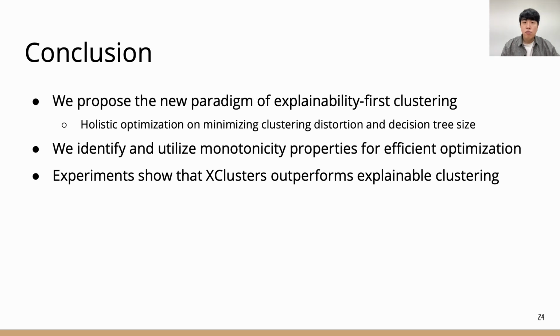In our work, we propose a new paradigm of explainability-first clustering that holistically optimizes clustering distortion and decision tree size. We identify and utilize the monotonicity properties for efficient optimization. In our experiments, we show that XClusters outperforms explainable clustering by balancing cluster distortion and tree size.